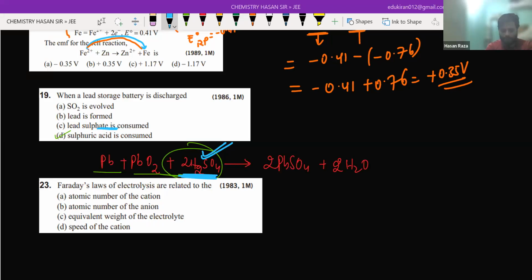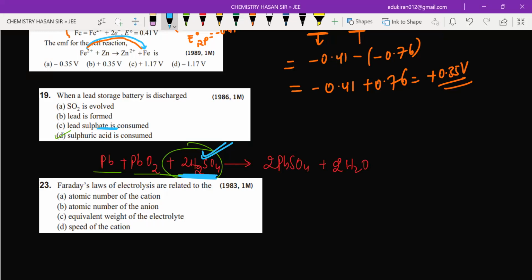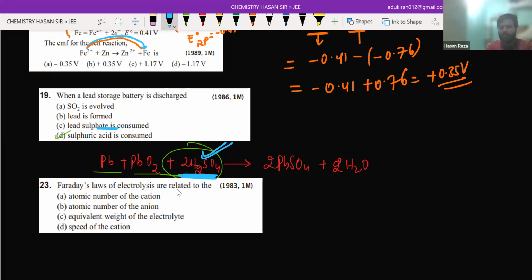Very good, Shahid. Any answer from you, Madhya, for question number 23? Okay, take your time. No, not A. It cannot be. Faraday's law of electrolysis: if you know M is equal to Z into Q, and Z will be E by F, so Faraday's law of electrolysis is related to the equivalent weight. So the answer will be C. Is that clear?